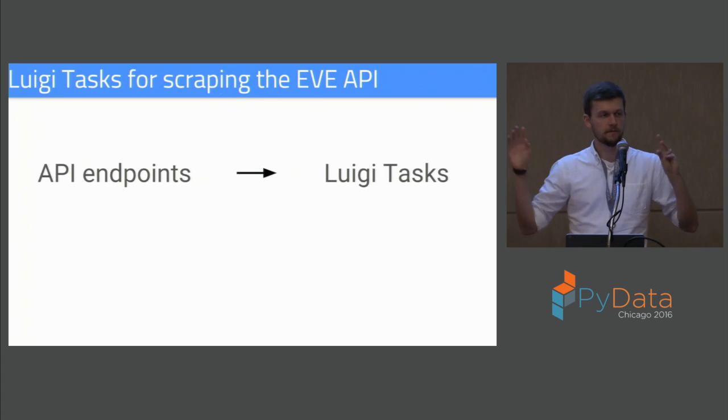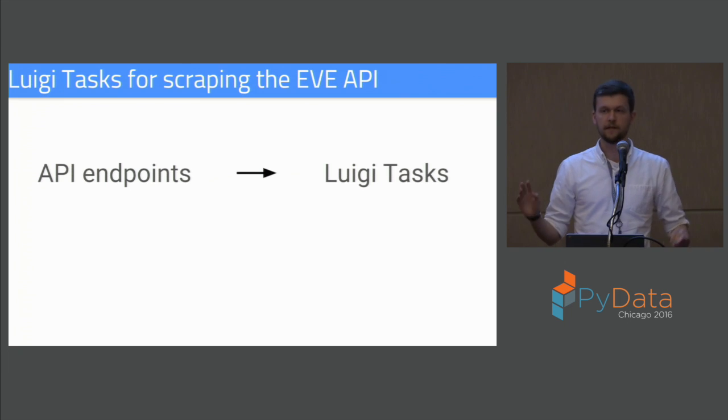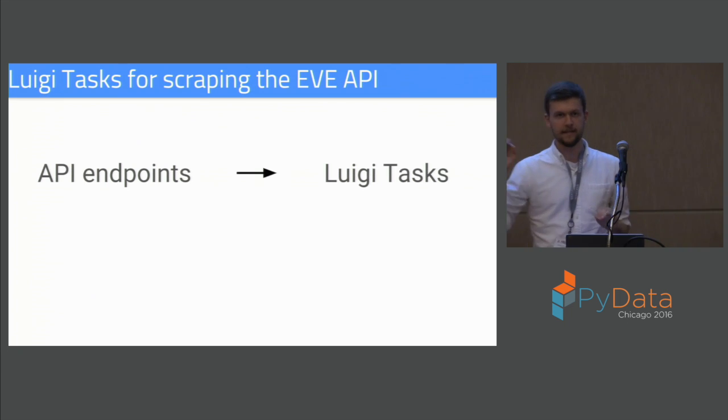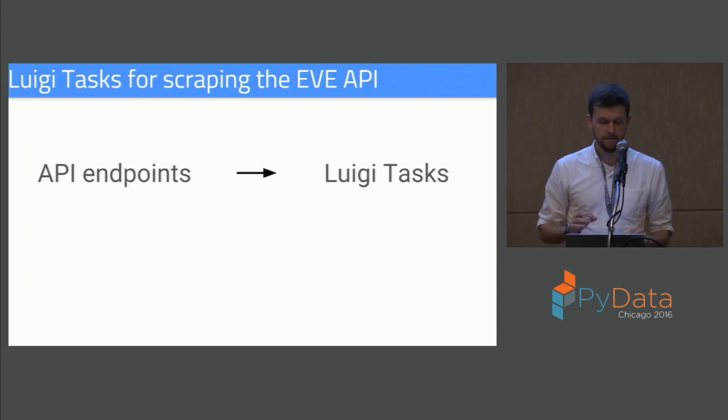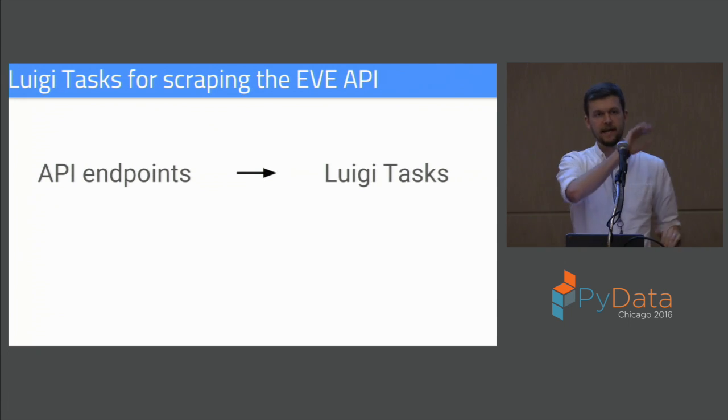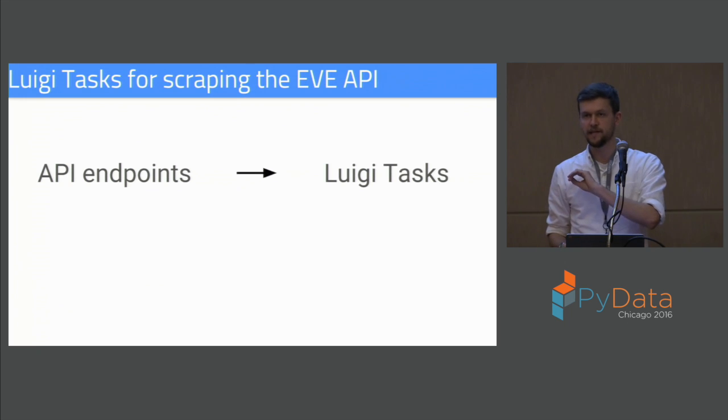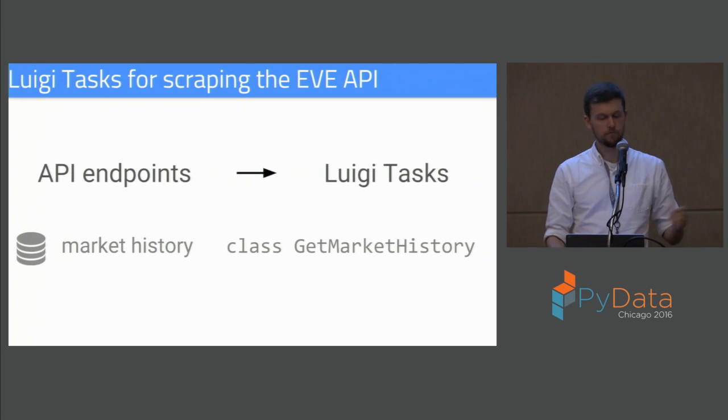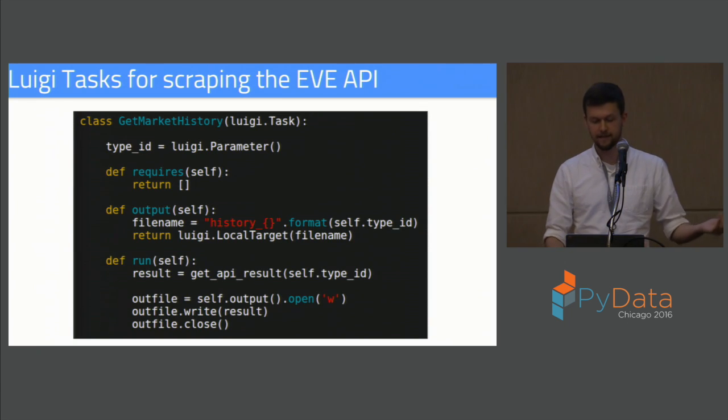Okay, so that was my whirlwind tour of Luigi. So now I'm back to the Eve trading and how I'm going to use it in the pipeline. Well, I'm going to take each of these API endpoints that I want to consume and turn them into a Luigi task. So I'll walk through one example, but the other one is going to be exactly the same. So I want to get the market history for every item. So I'm going to make this class get market history, which is a Luigi task, and it looks like this.